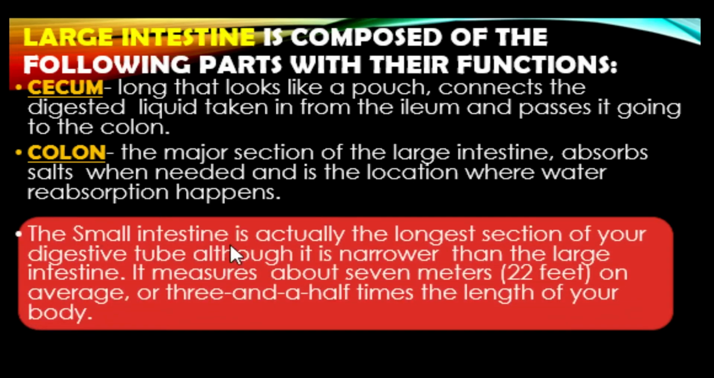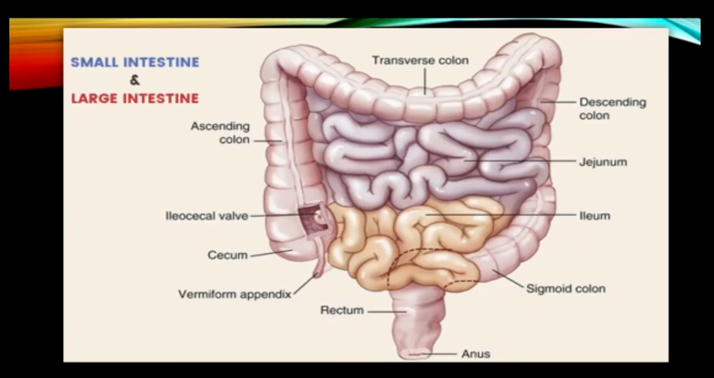Well, the small intestine is actually the longest section of your digestive tube, although it is narrower than the large intestine. It measures about 7 meters, 22 feet on average, or 3.5 times the length of your body. This is a sample picture of your small intestine and large intestine. This is the large intestine, and inside of the large intestine is the small intestine. Study this picture with its labels.